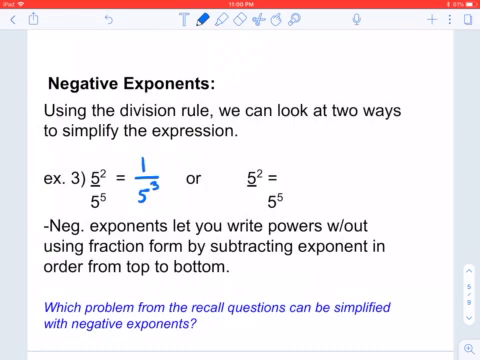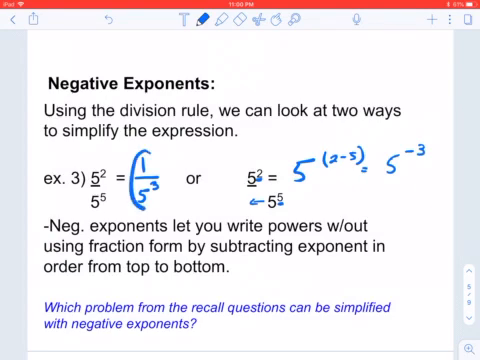Well, another way to do it, oops, that should be moved over there. So 5 to the 2nd over 5 to the 5th. Forgot to put a little spacing there. A second way we can look at this is using negative exponents. We can subtract those exponents in order. So we can call this 5 to the 2 minus 5 power. And that's basically working from top to bottom, 2 minus the 5. So that's going to give us 5 to the, who's going to win? Negatives by 3. 5 to the negative 3 power.